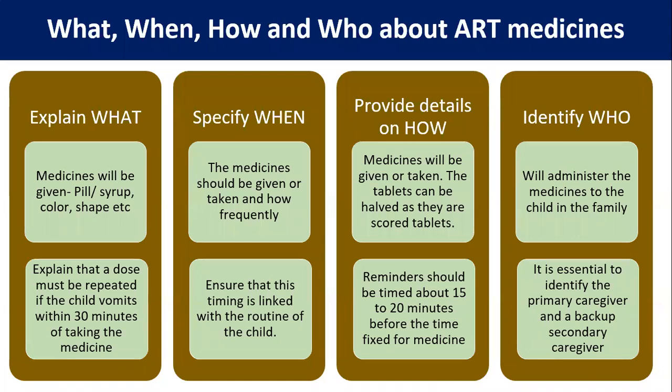So they can always put an alarm. If 9 o'clock in the night is the timing, they should put an alarm at 8:40, so it will remind them that at 9 o'clock I have to take the medications. And identify who will give the medication to the child in the family. It is therefore very essential to identify the primary caregiver and always have a backup. Suppose the primary caregiver is not available or is ill, the second person who is the backup should give the medication to the child on time.